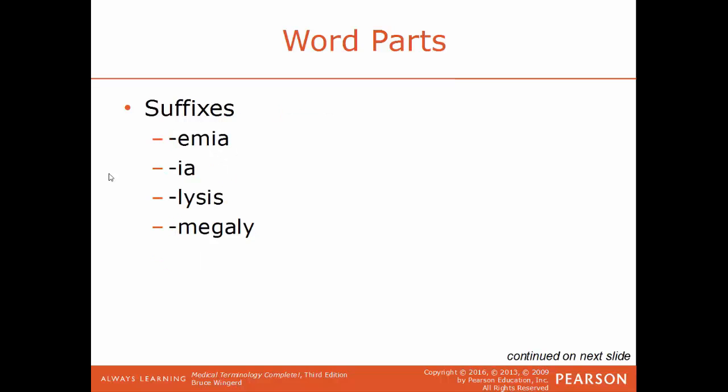All right, now we'll talk about some of the very common suffixes that you'll find with these body systems. Emia means of the blood. The suffix ia means a condition. The ending lysis means a separation or a breakdown or a destruction of. And megaly means an enlargement. Osis means an abnormal condition. Penia means a deficiency. And last one here, rhage, means a bursting forth, usually a bursting forth of blood.